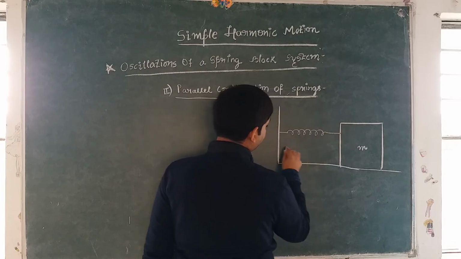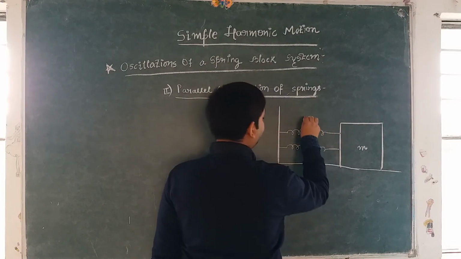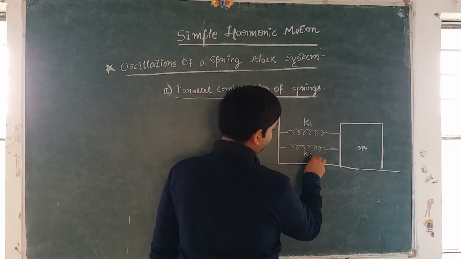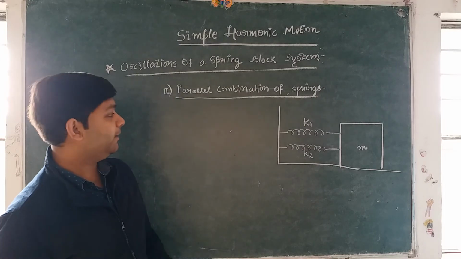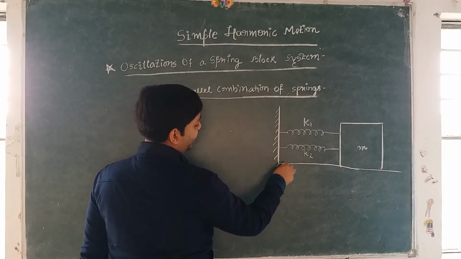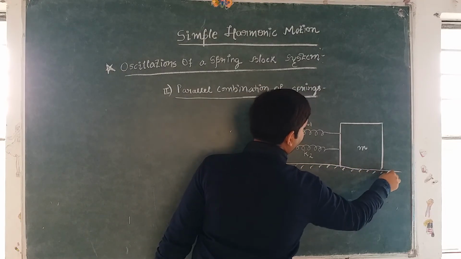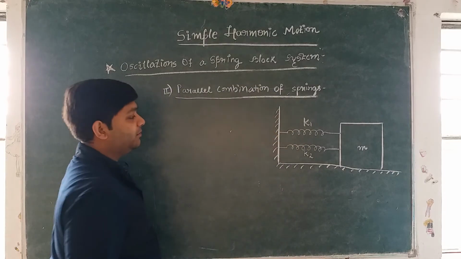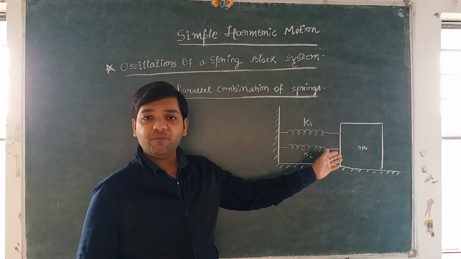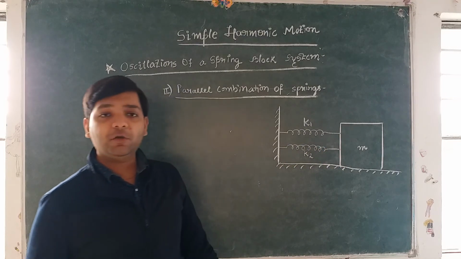This is one spring and this is another spring. The spring constant of this spring is K1 and the spring constant of this spring is K2. And this is a rigid or fixed wall and this is again a rigid or fixed surface, which is obviously frictionless. Now what we do, we displace this block of mass m by a small displacement x, and then we will draw its FBD.